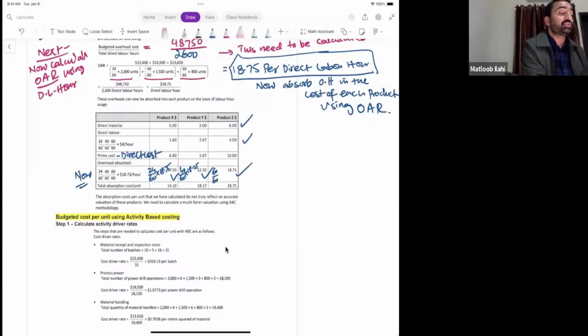And here is the absorption cost, or product cost. Total product cost under absorption costing per unit: 14.1, 18.17, and 28.75. Is it clear? Is it clear how we need to perform all these calculations? Are you okay? I hope there is no difficulty or complications.